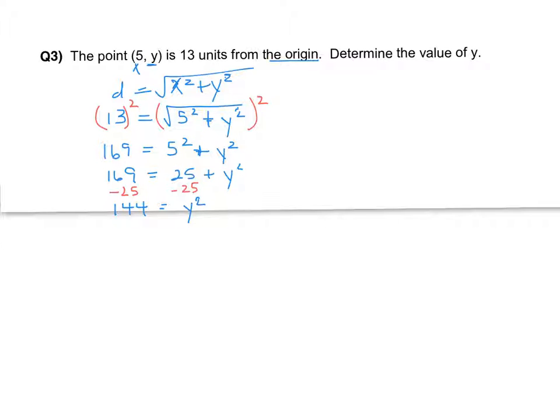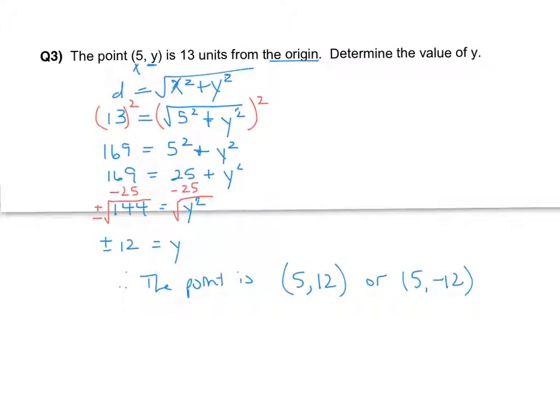And now to get y by itself, it's being squared, so to undo a square, we're going to square root. And when we square root, there's always two answers. There's always a positive and a negative answer. So positive or negative square root gives me plus or minus 12 when I positive or negative square root the 144. So the y might be 12. That means the point would be either 5 comma positive 12, and if I put that in my distance formula, I'd get 13, or the point could be 5 comma negative 12, because it also would give a point that is 13 units from the origin.